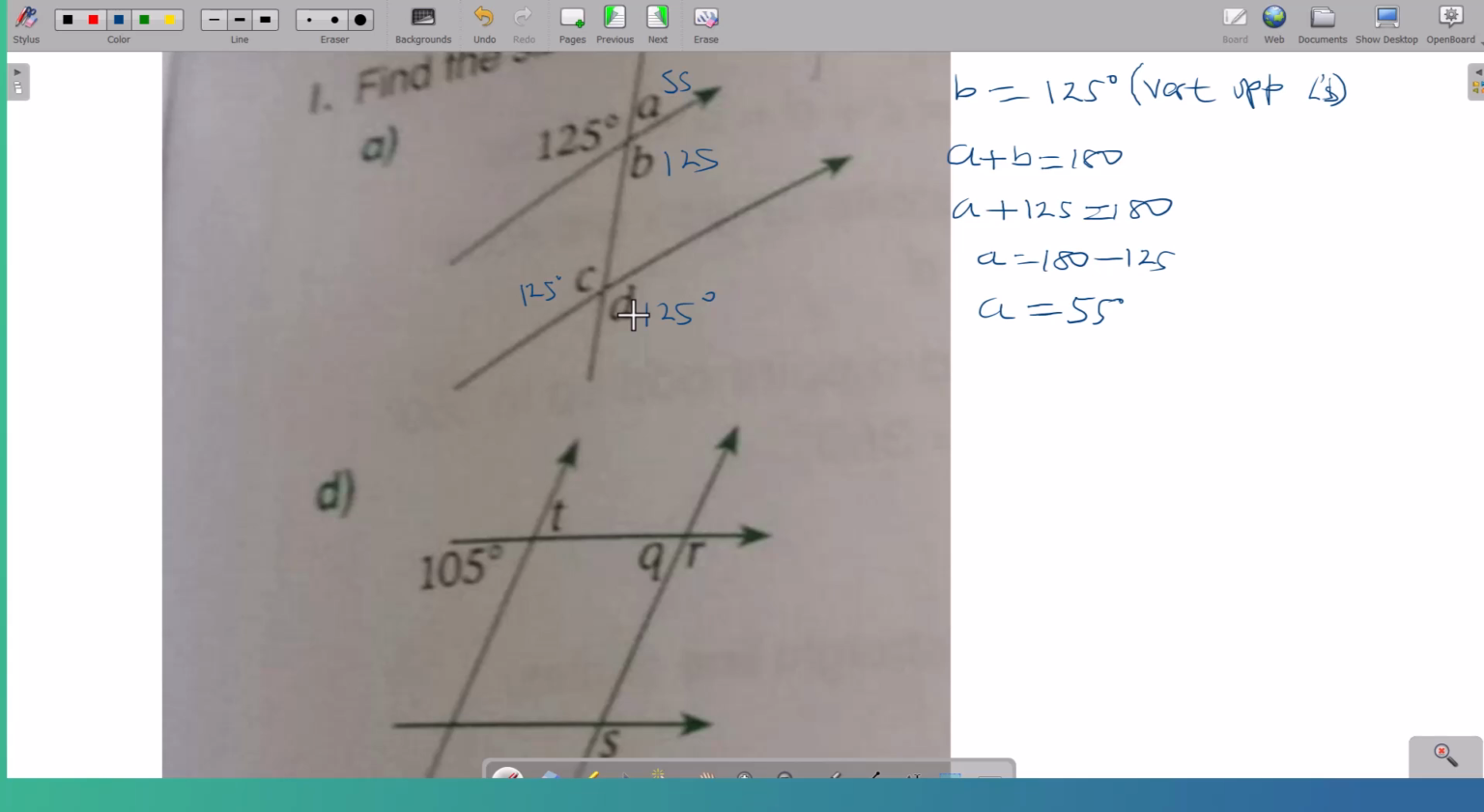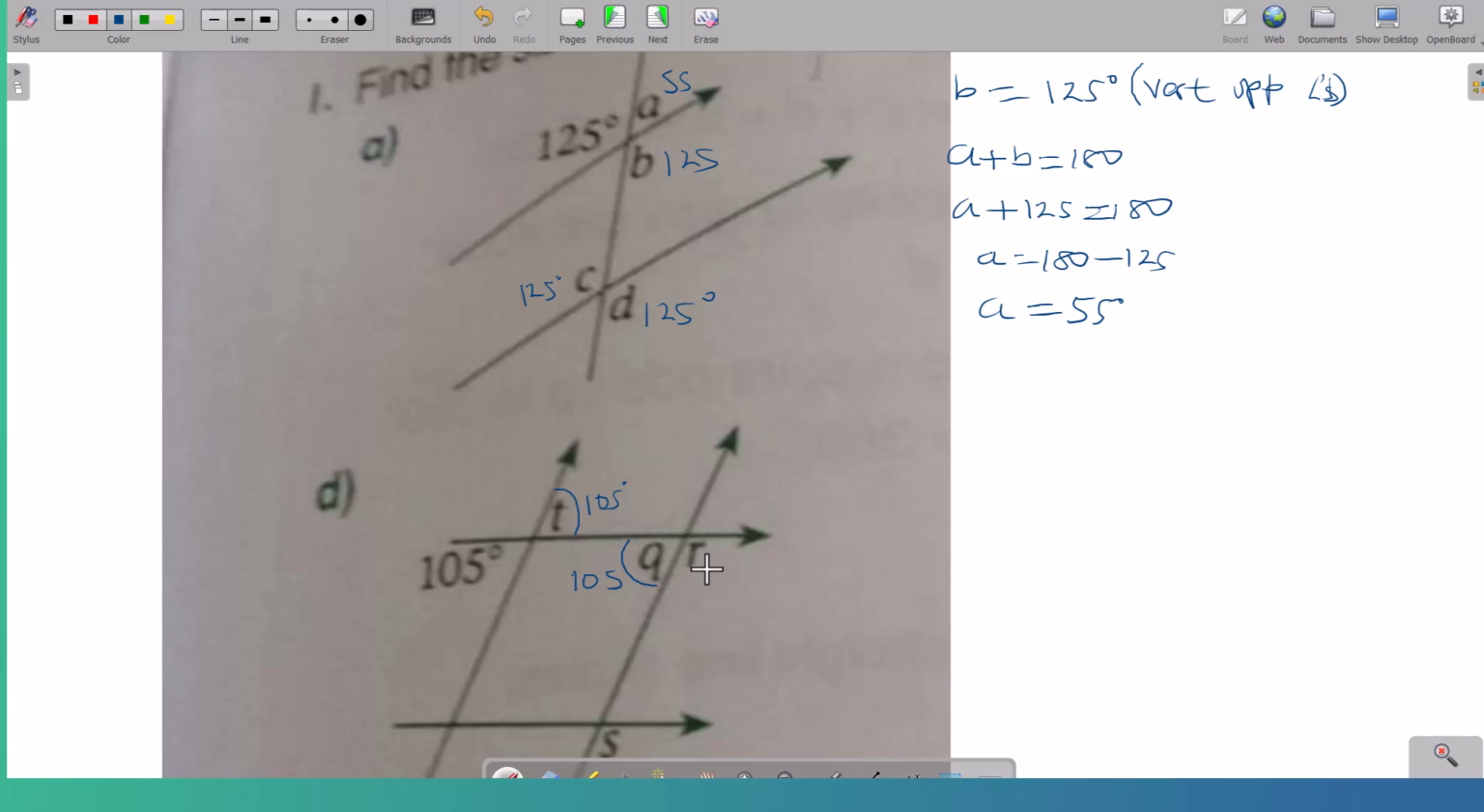So here to get my Q, I'm gonna say Q equals 105. Who can give us a reason here? What's our reason here for Q? Is it corresponding? That is correct. They are corresponding angles, ne? What about T? T is also 105. Who can give us a reason here? Why do we say T is 105? Vertically opposite angles, ne?